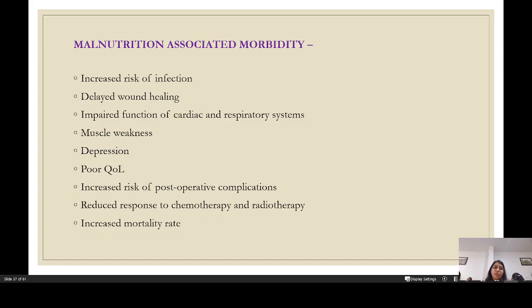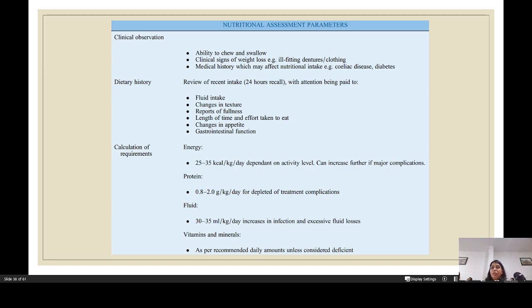So malnutrition-associated morbidities are increased risk of infection, delayed wound healing, impaired function of the cardiac and respiratory systems, muscle weakness, depression, poor quality of life, increased risk of postoperative complications, reduced response to chemotherapy or radiotherapy, and increased mortality rate. So, nutritional assessment parameters: clinical observation includes ability to chew and swallow, clinical signs of weight loss, ill-fitting dentures or clothing, and medical history which may affect nutritional intake, such as celiac disease and diabetes.